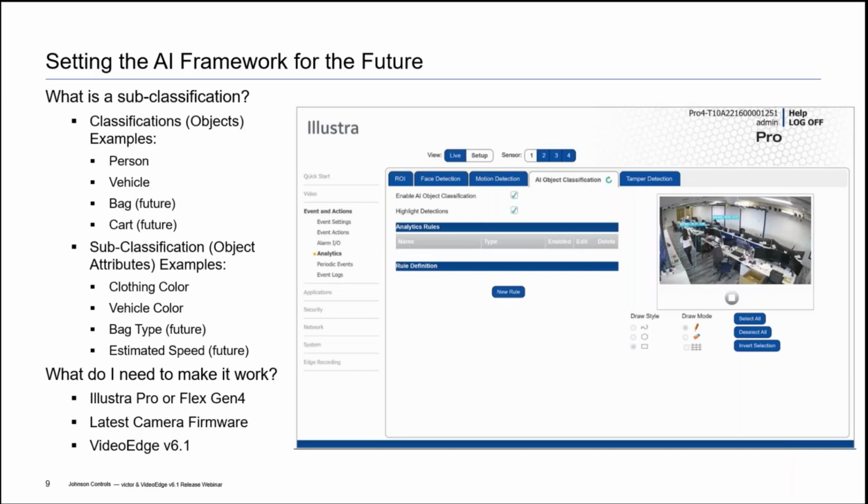The one thing I did want to focus on this slide, though, is just the nomenclature. We often throw around the word classification, subclassification, or objects and object attributes. Those really are the same thing. So today we have the classifications or objects we can search for are people or different types of vehicles. In our next Illustra firmware, we'll be adding different types of bags. So backpacks or luggage, and then also carts or trolleys or shopping carts, whatever you kind of want to call that, will be in a next firmware release for Illustra.